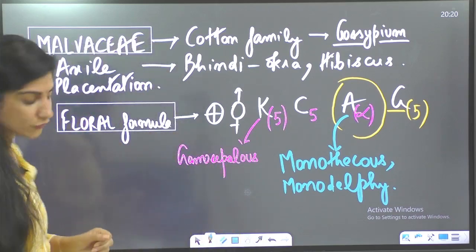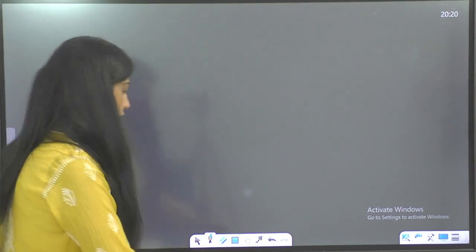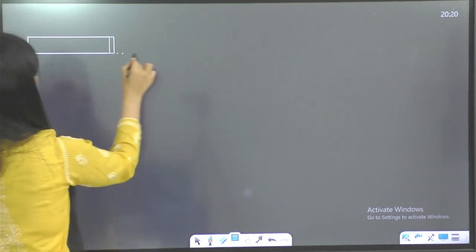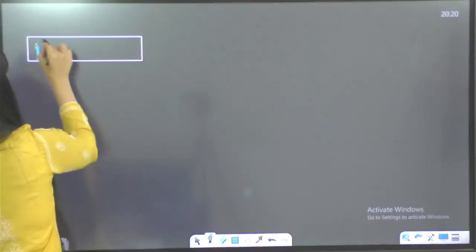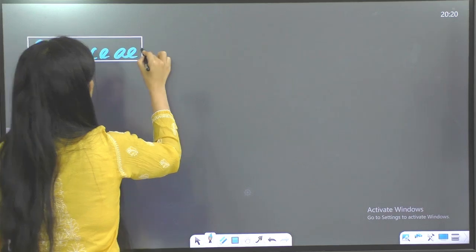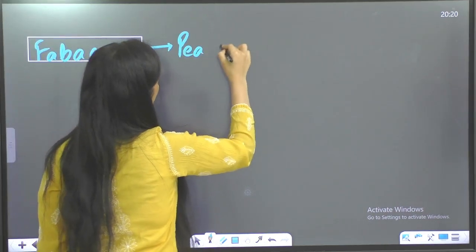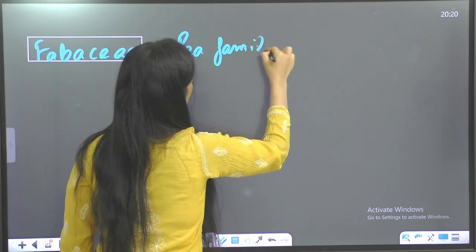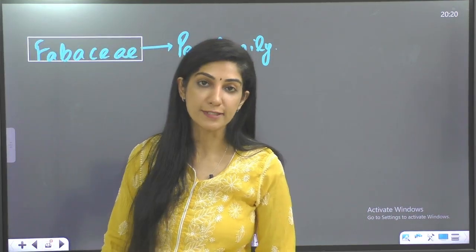Let's quickly move to Fabaceae family. Now Fabaceae family is the old family, so I'm expecting that most of you are comfortable in that aspect. No ma'am, not comfortable. So Fabaceae family is also called the pea family. The pea family. Mendel uncle loved peas. Pea plant.